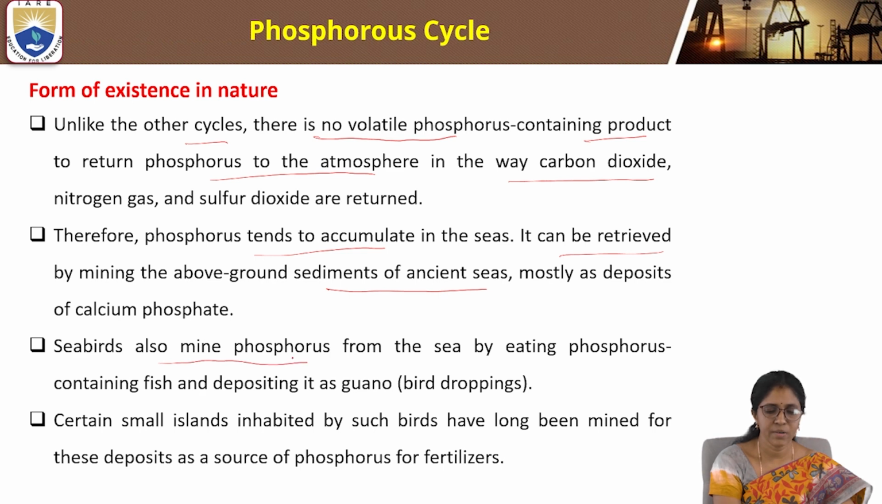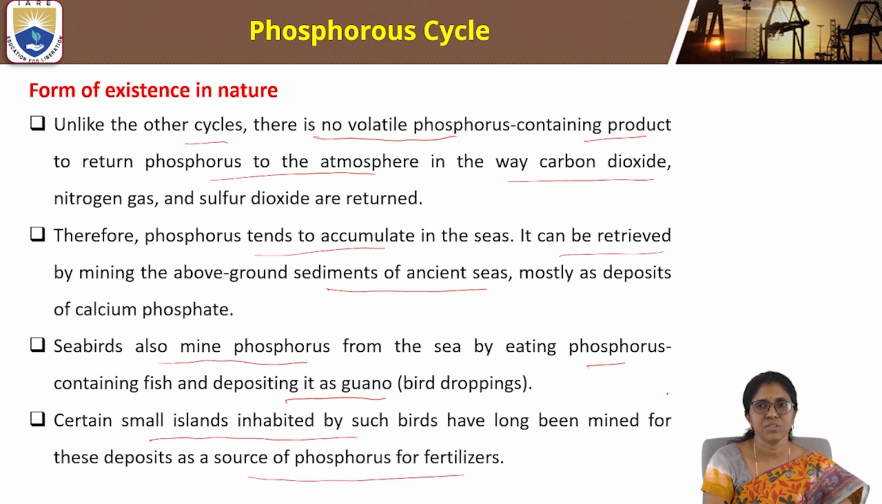Seabirds also mine phosphorus from the sea by eating phosphorus containing fish and depositing it as guano, which is bird droppings. Certain small islands inhabited by such birds have long been mined for these deposits as a source of phosphorus for fertilizer.